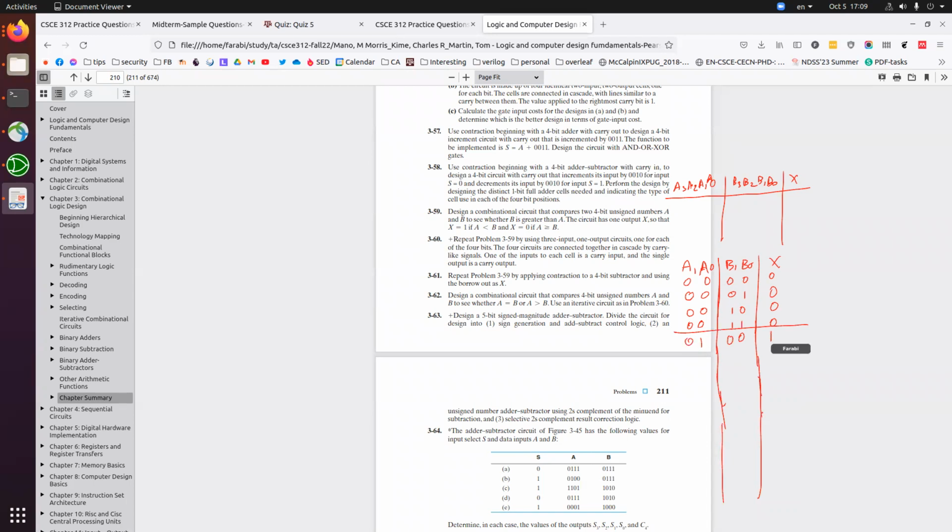So 0, 1, 0, 0 is 1, and then 0, 1, 0, 1 is 0. It's 0, 0, 1, 1, 0, 0, 0, 1, 1, 1, it's 0. 1, 0, 0, 0 is 1, 1, 0, 0, 1 is 1, 1, 0, 1, 0 is 0, 1, 0, 1, 1 is 0. 1, 1, 0, 0, 1, 1, 1, 0, 1, 1, 1, 1.